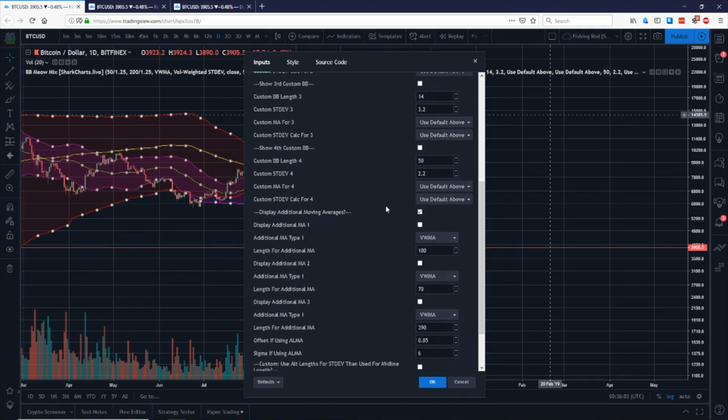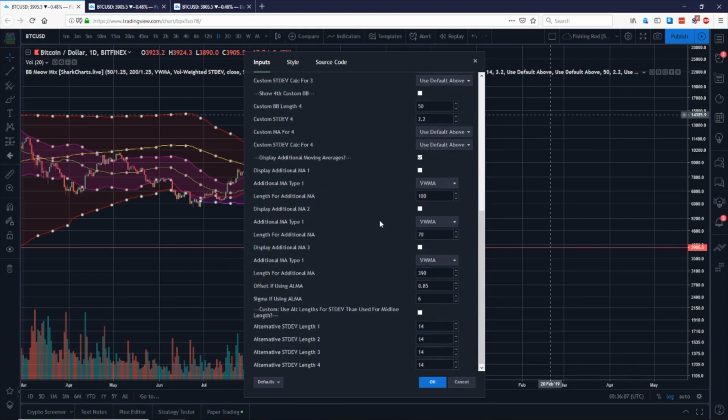Because this is an all-in-one moving average and Bollinger band plotting indicator, it makes sense that you can add different types of moving averages within the same indicator, and this is pretty convenient compared to having to individually go and load up all these different indicators.